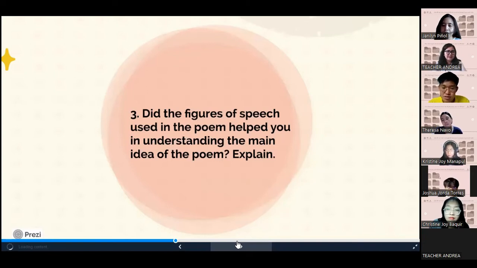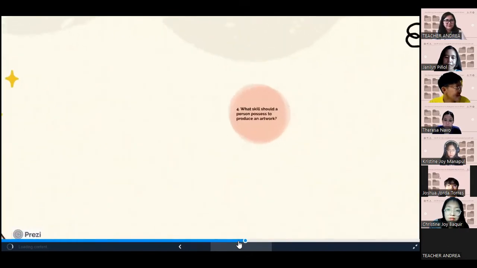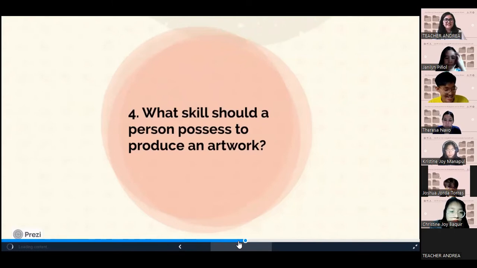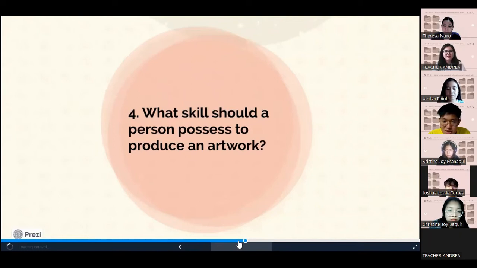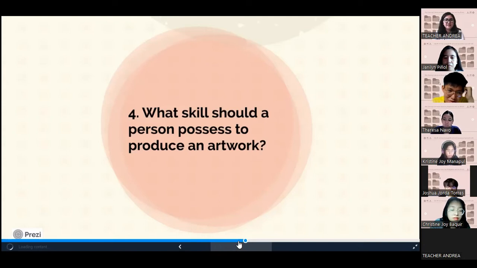And for our next question, we have, what skill should a person possess to produce an artwork? No one's raising their hands. Okay, it's Teresa. Can speak now. I think that the skill that a person should possess po to produce an artwork is creativity po. Wow, that's very good to hear. So, the main idea of the poem also speaks about creativity.